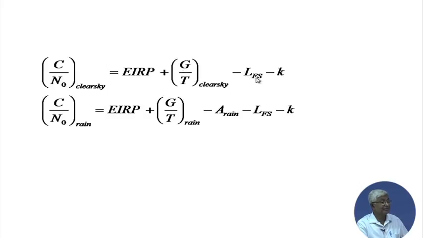Therefore, your C by N naught in clear sky is EIRP plus G by T clear sky minus free space loss minus K. Now, C by N naught rain is EIRP plus G by T of rain minus A rain minus LFS, that is path loss or free space loss, minus K. So, EIRP is reduced by A rain and G by T is also reduced. So, double effect is happening because of that.